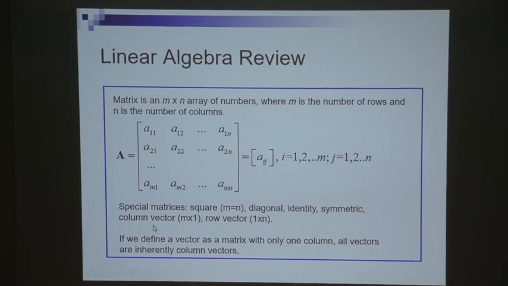And then a column vector. For a column vector, you have m by 1. So a column vector, m by 1, is a special matrix. A row vector, 1 by n, is also considered a special matrix. If we define a vector as a matrix with only one column, then all vectors are inherently column vectors.